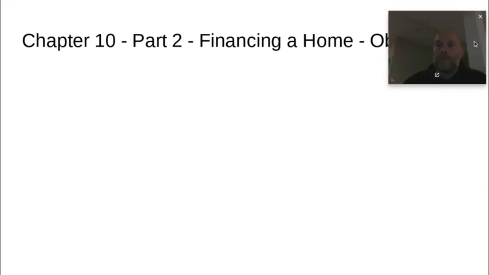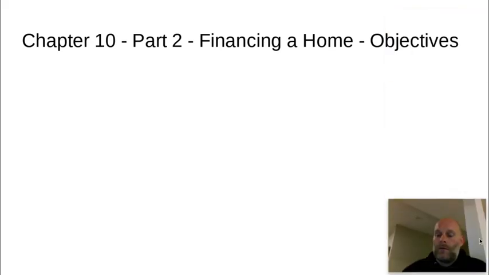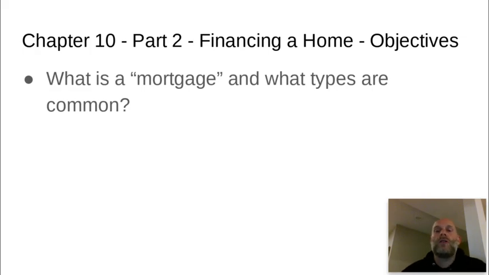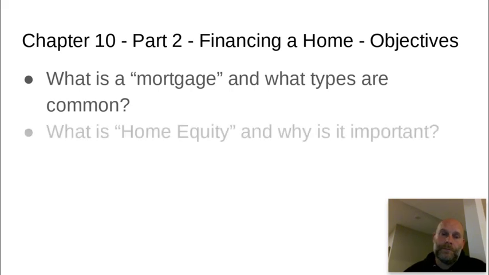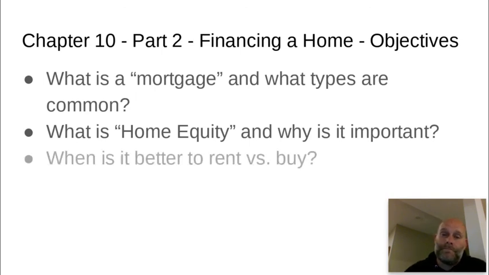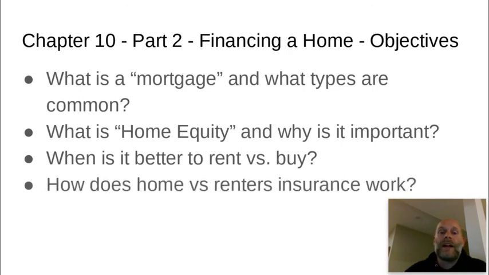All right, so what did we cover? What are the major things that we want to make sure that you got out of this part of the chapter? First of all, what's a mortgage? What types of mortgages are common? Second, what exactly is home equity and why is it important? And when is it better to rent versus buying? And finally, how does home versus renter's insurance work?